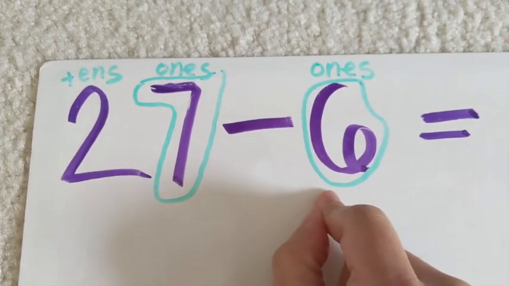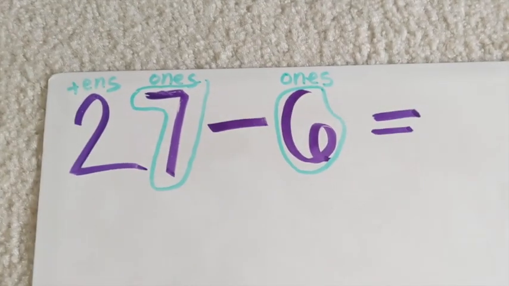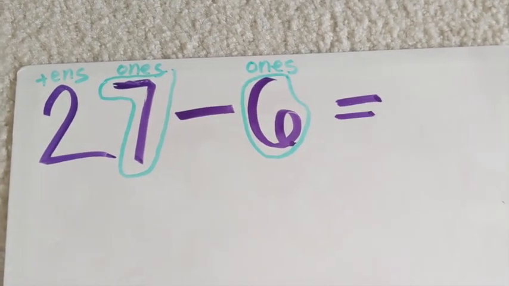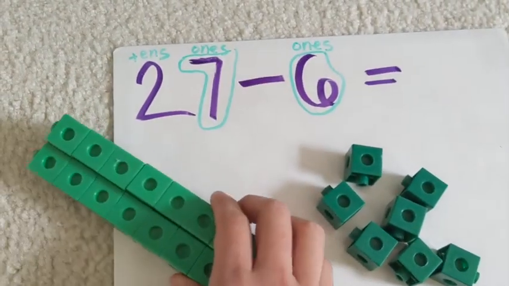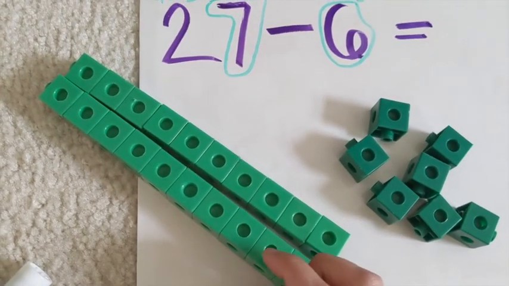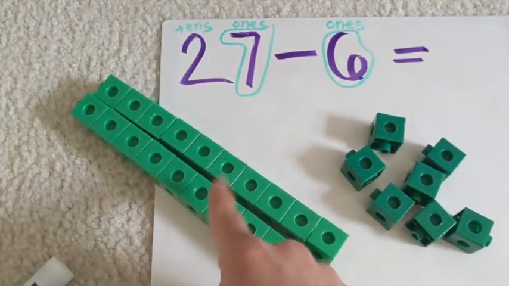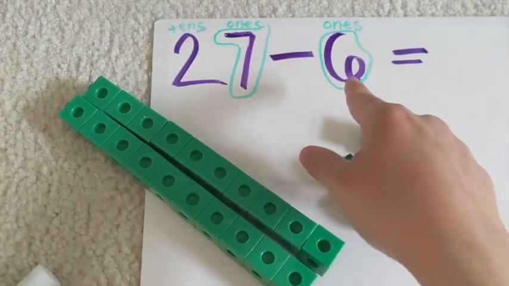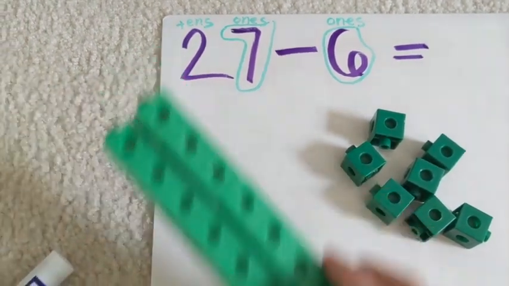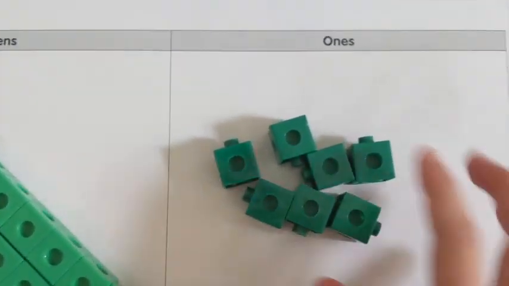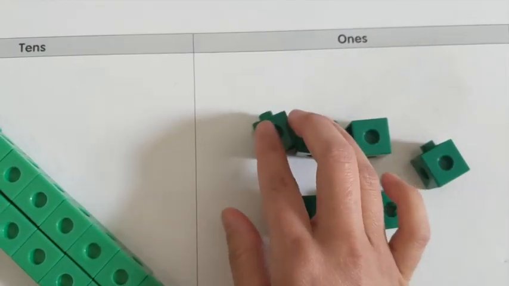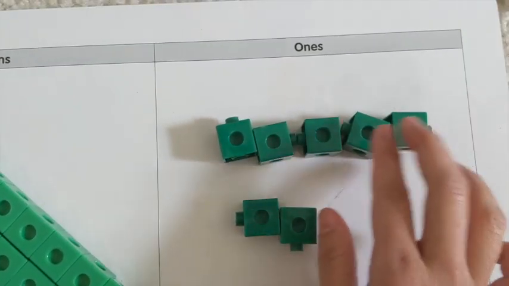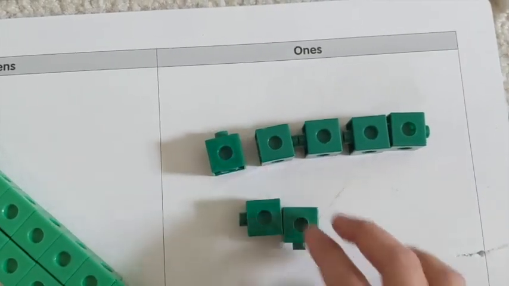So let's take 6 away from 7. I've got 7 ones here. And we're just going to ignore the 2 tens for now, because we don't need to go into the tens place to eat 6 of our cubes. So let's leave that there. And let's take a look at our ones place. We need to take 6 away from these 7 cubes. Just so you can see that there's 7, I'm going to line them up like it's a 10 frame.